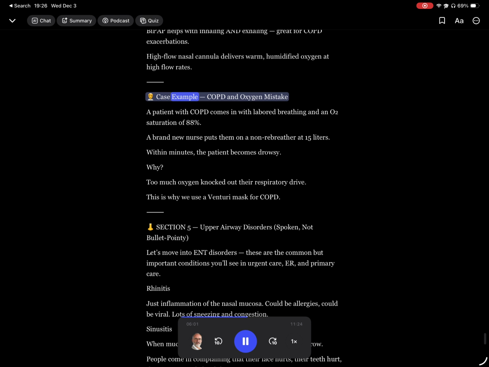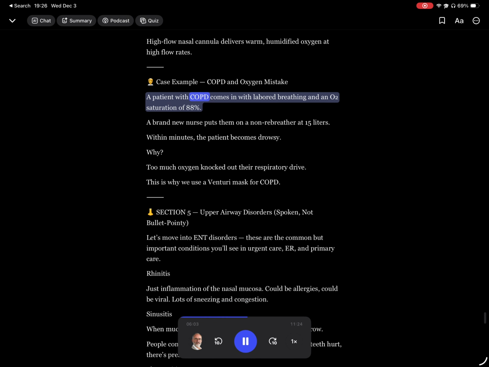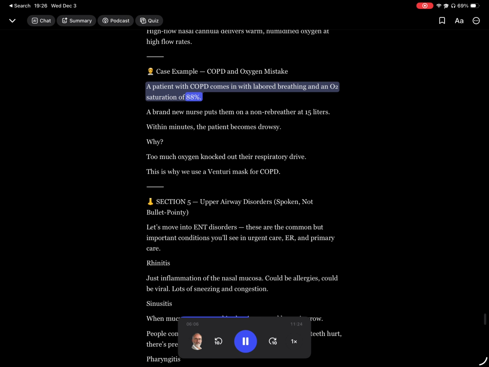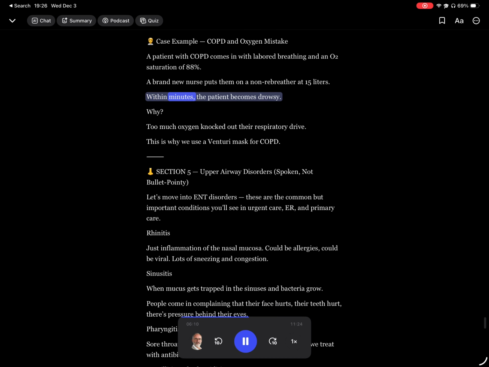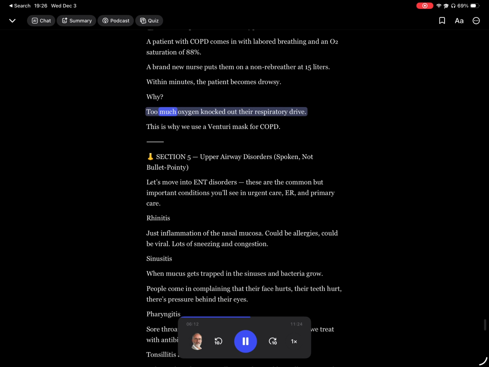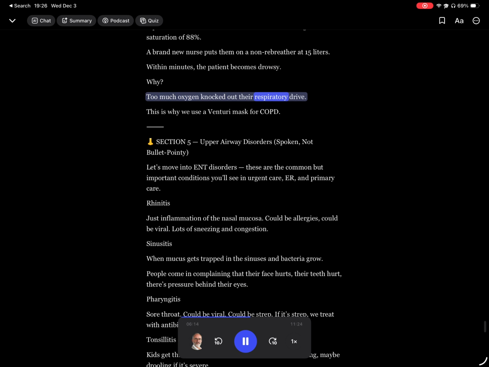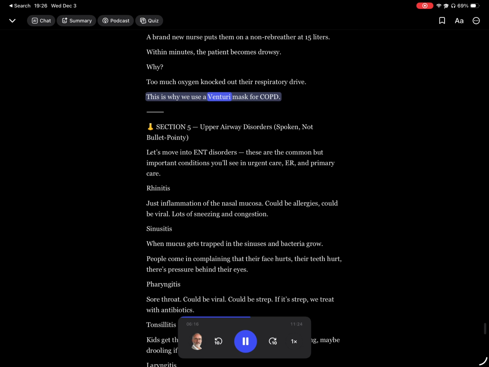Case example, COPD and oxygen mistake. A patient with COPD comes in with labored breathing and an O2 saturation of 88%. A brand new nurse puts them on a non-rebreather at 15 liters. Within minutes, the patient becomes drowsy. Why? Too much oxygen knocked out their respiratory drive. This is why we use a Venturi mask for COPD.